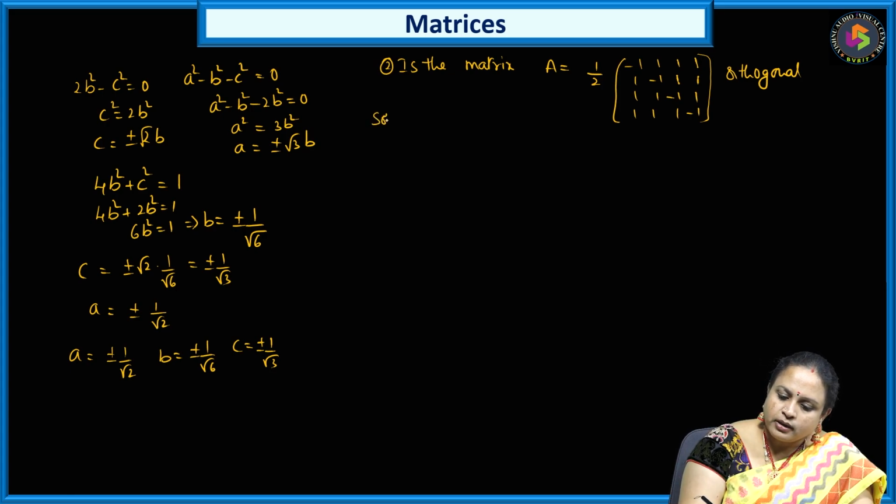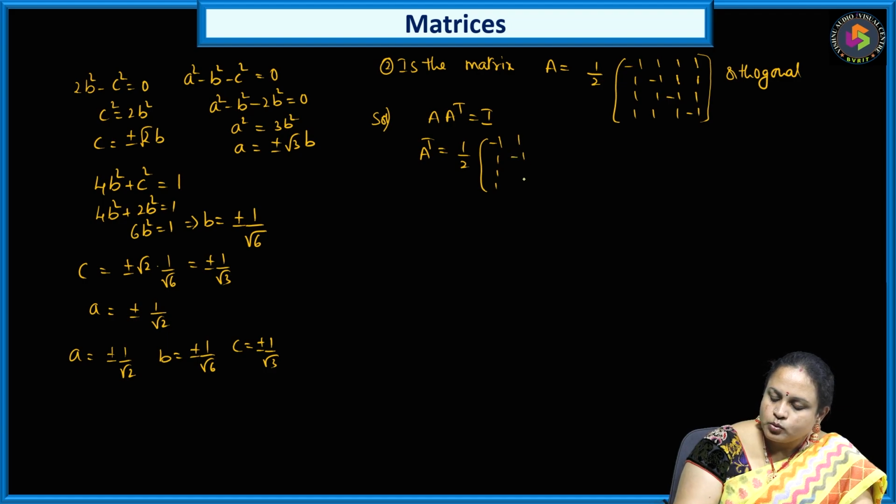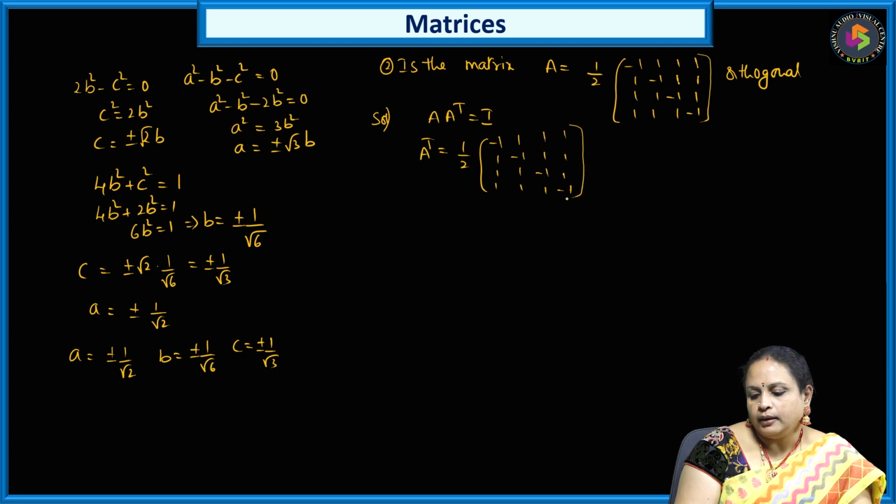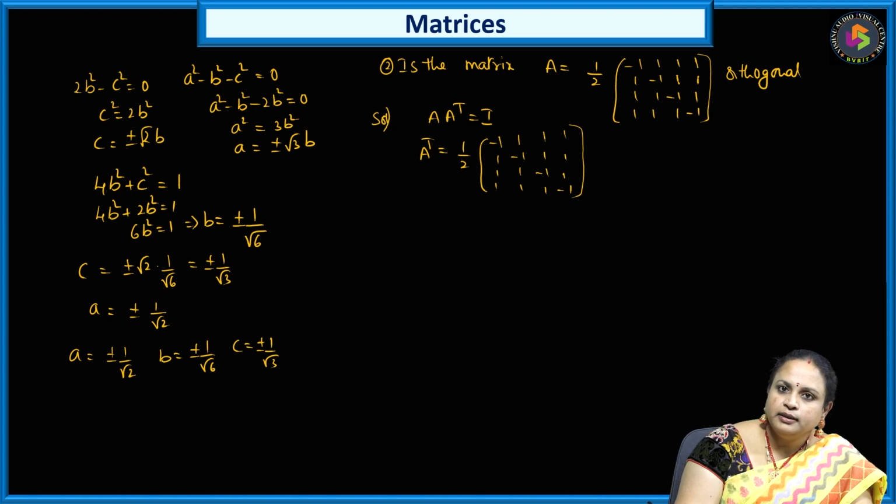So we know for a matrix to be orthogonal, what it should satisfy, ma? A into A transpose should be equal to I. Then only we can say that the matrix is an orthogonal matrix. So we are given the matrix A. Find out A transpose. A transpose will be 1 by 2 into minus 1, 1, 1, 1; 1, minus 1, 1, 1; 1, 1, minus 1, 1; 1, 1, 1, minus 1. So we can observe that A and A transpose are both one and the same.